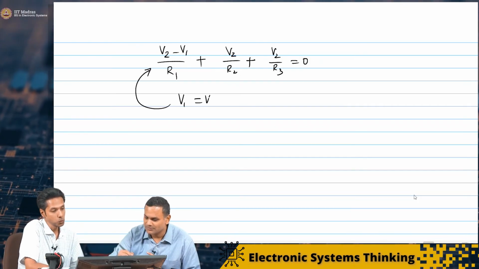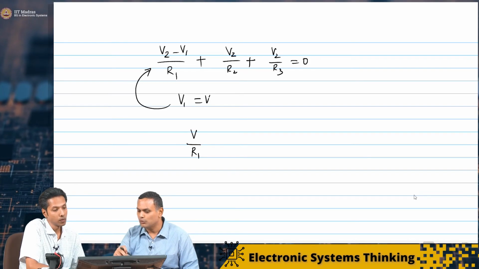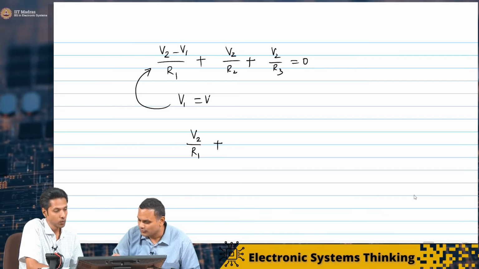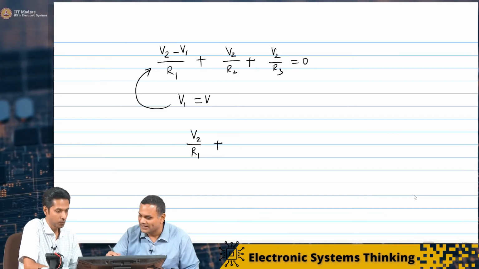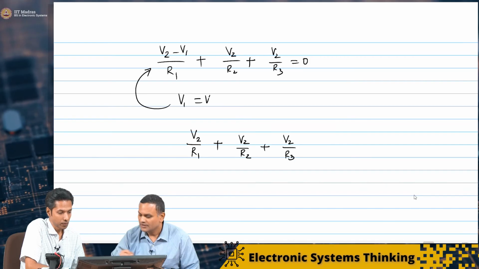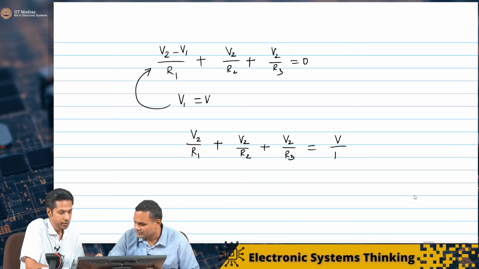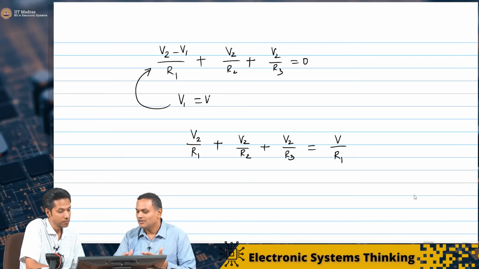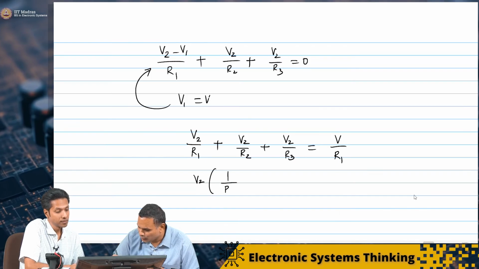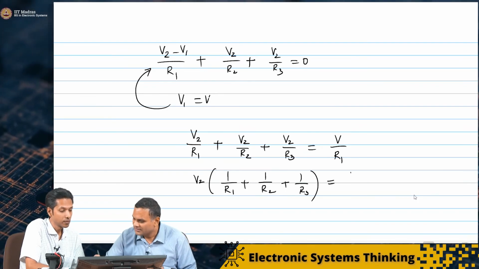So substitute this here, and what you find is V by R1. I am going to move that V1 term to the right hand side because we already know it. We keep the V2 terms on the left hand side and move the V term to the right hand side. So V2 by R1 plus V2 by R2 plus V2 by R3 is nothing but V1 by R1, which is V by R1. So V2 into 1 by R1 plus 1 by R2 plus 1 by R3 is nothing but V by R1.